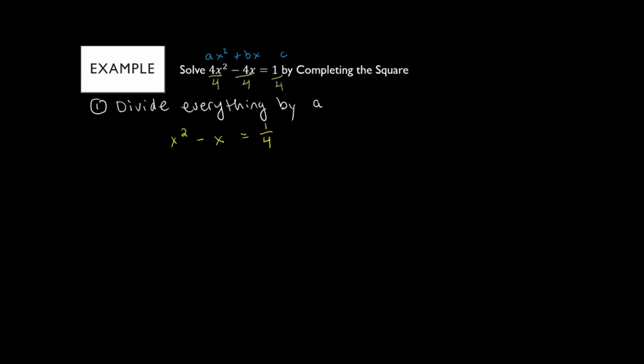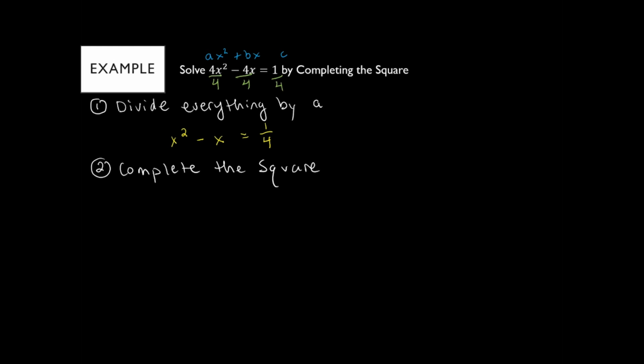Now, step 2 would be to make sure that it's not equal to 0. You want to make sure that any numbers without any variables are on the right side. And we already have that here, so we can skip that second step and we can move on to where we are going to complete the square. So that will be complete the square.